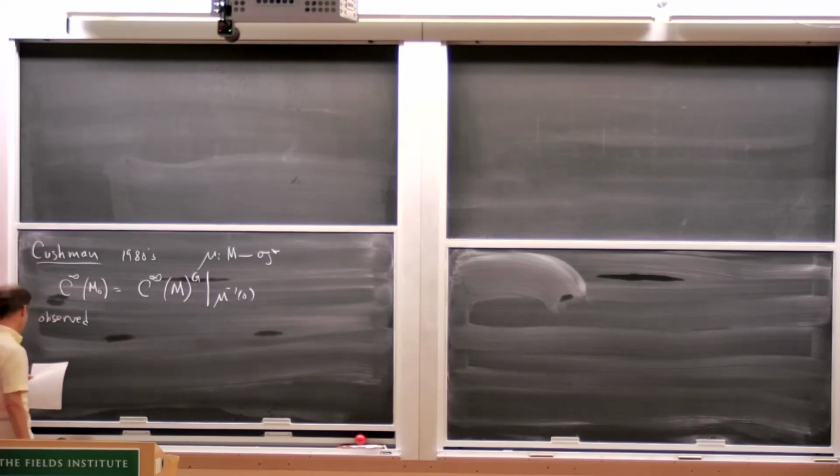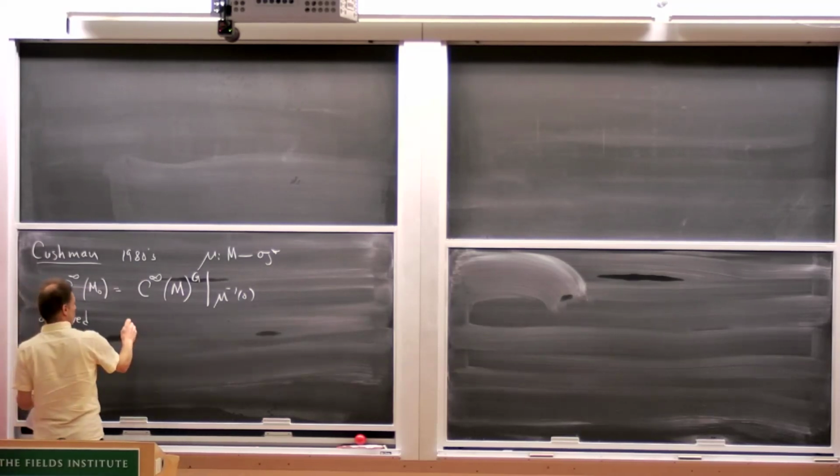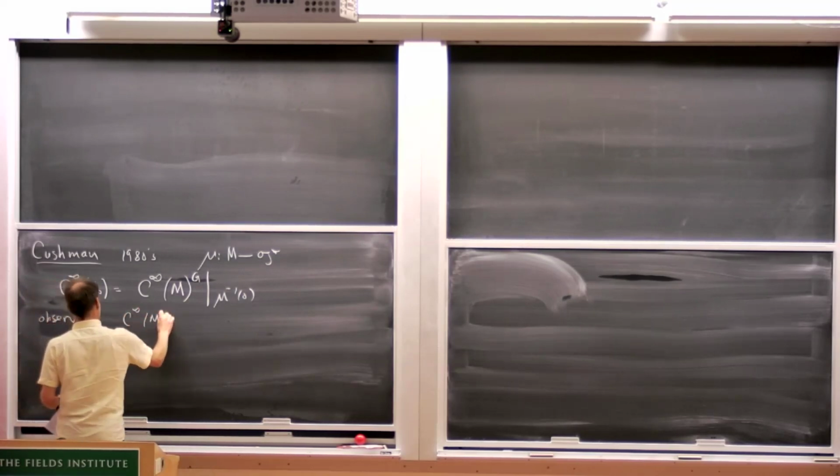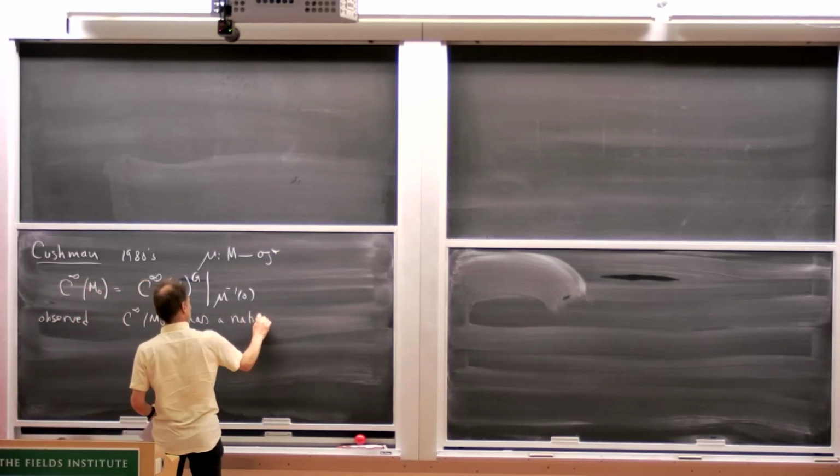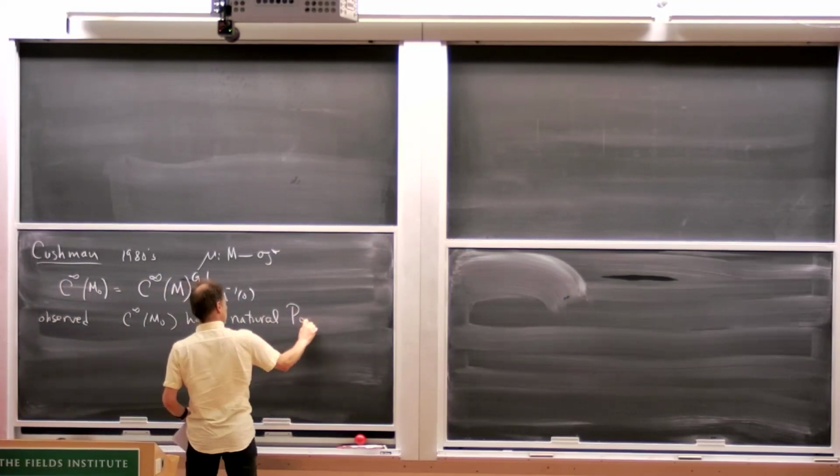So he observed that C infinity of M naught has a natural Poisson bracket.